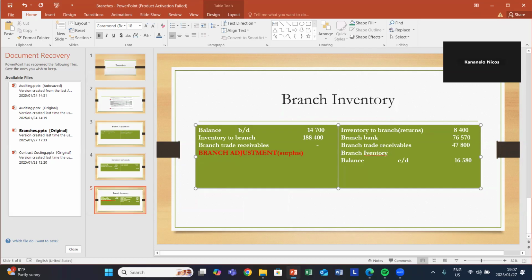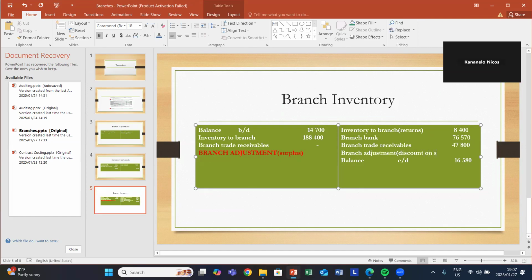Okay, sorry there. You write it as branch adjustment. Apologies. Branch adjustment. As we say, that will affect your thing. Pardon my grammar error there.